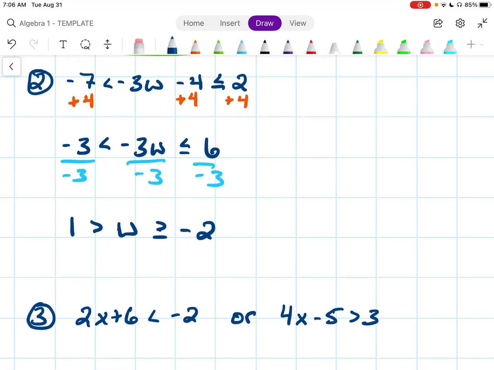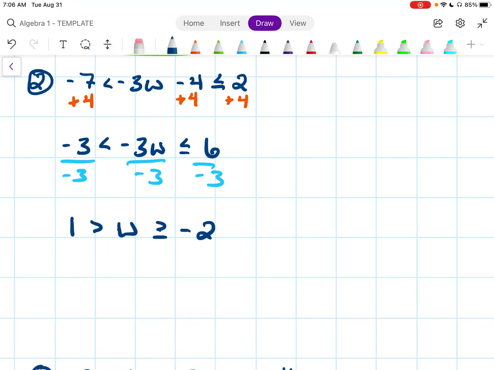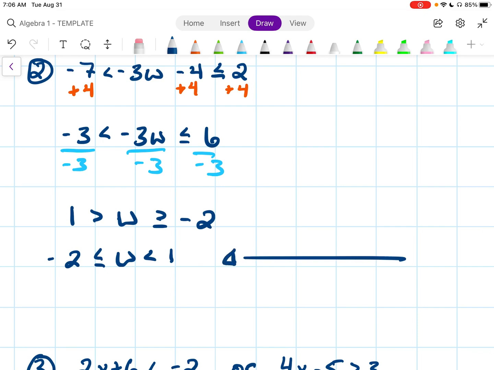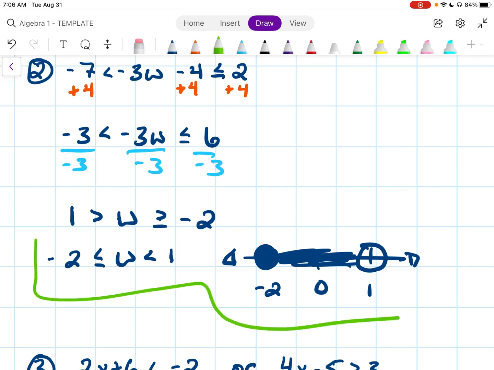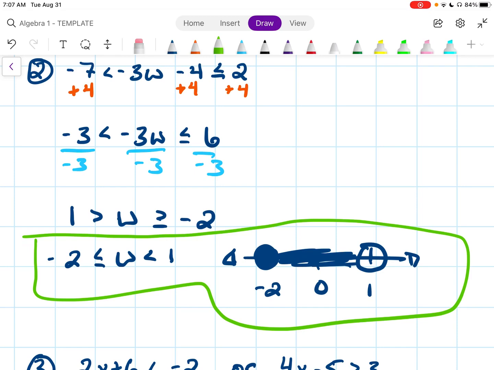Now I'm going to rewrite this kind of in reverse. That way it goes from smallest to biggest. Because right now, like 1 is the biggest, -2 is the smallest. I'm going to rewrite this as -2 is less than or equal to W is less than 1. Going to a number line, I'll put -2, 0, and 1 on here. I have a closed circle on the -2, an open circle on 1, and I shade the middle. And again, my answer would be this here. You could have used that one right there if you wanted to.